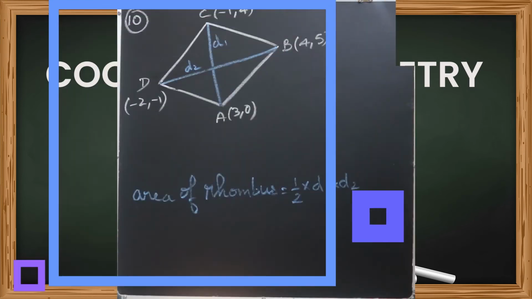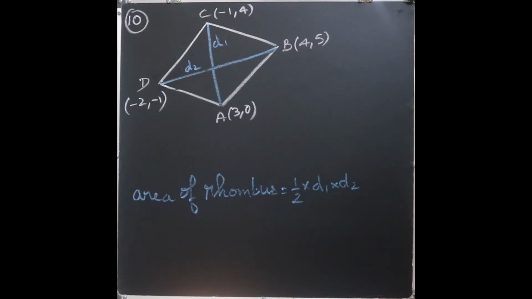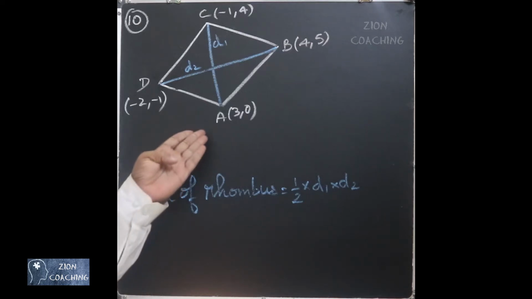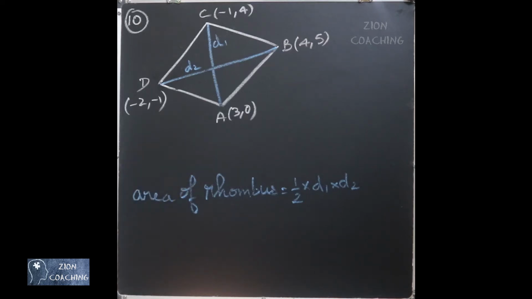Question number 10. They are asking us to find the area of a rhombus if its vertices are given, taken in order. The first, A, is going to be (3, 0), B is going to be (4, 5), C is going to be (-1, 4), and D is going to be (-2, -1). They are asking us to find the area of the rhombus.